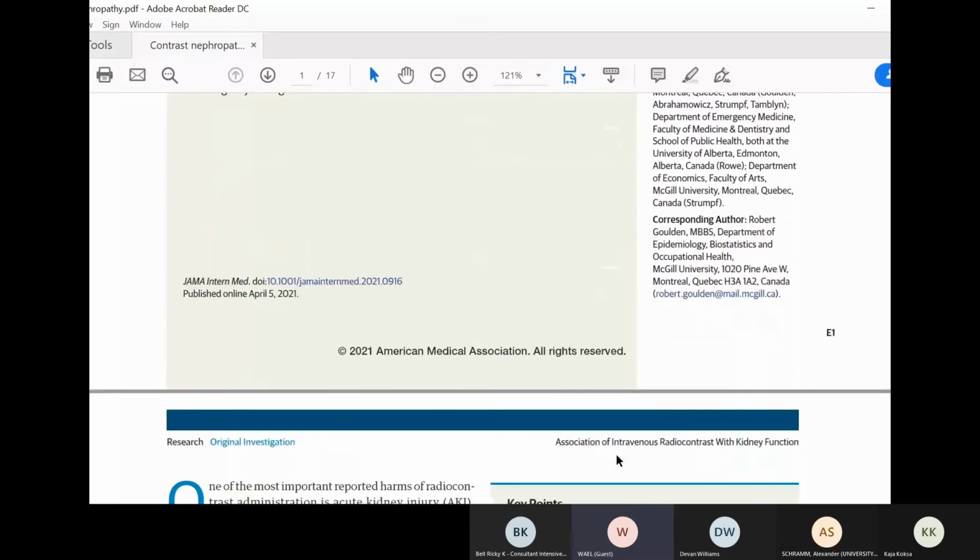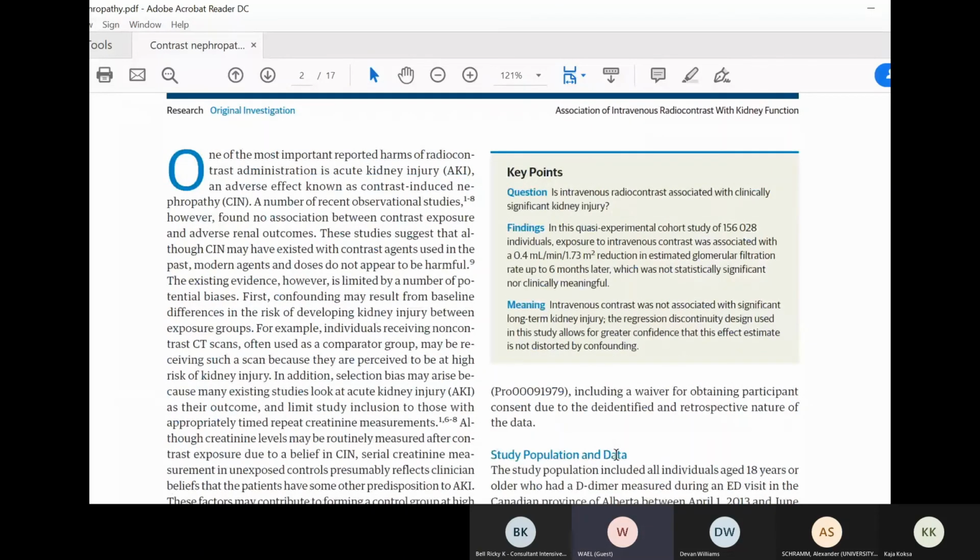Again, one of the most important concerns with radio contrast administration is that it is thought to cause acute kidney injury, an adverse effect known as contrast-induced nephropathy. A number of recent studies have also looked into this issue, and most of them concluded that the radio contrast is not associated with kidney injury. However, those studies were limited by a number of potential biases.